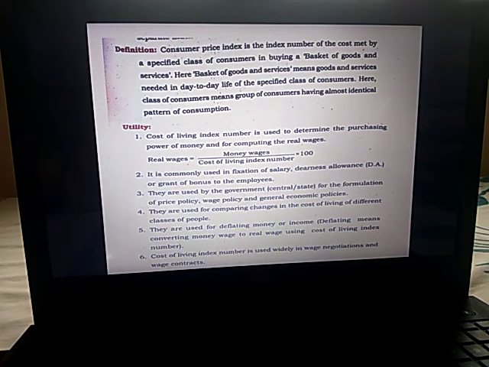They are used for comparing changes in the cost of living of different classes of people. They are used for deflating money or income. Deflating means converting money wage into real wage using cost of living index number. Cost of living index number is used widely in wage negotiations and wage contracts.